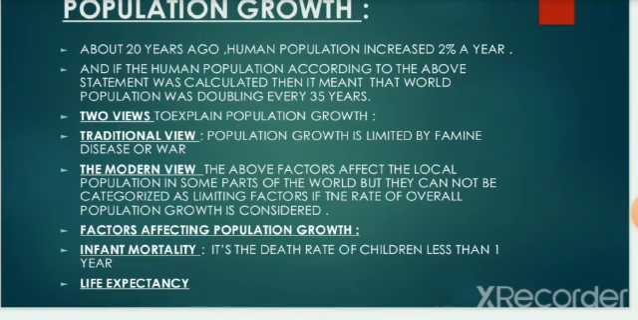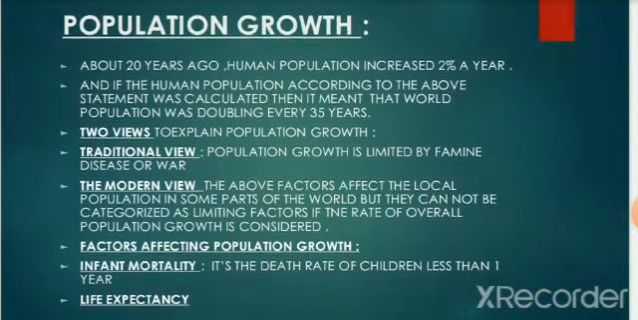Infant mortality is the death rate of children less than 1 year, and life expectancy is the expectancy of how much a person might live. If infant mortality is high, population growth decreases. But if life expectancy is high, it increases. So we can say that infant mortality is inversely proportional to population growth, whereas life expectancy is directly proportional to population growth.